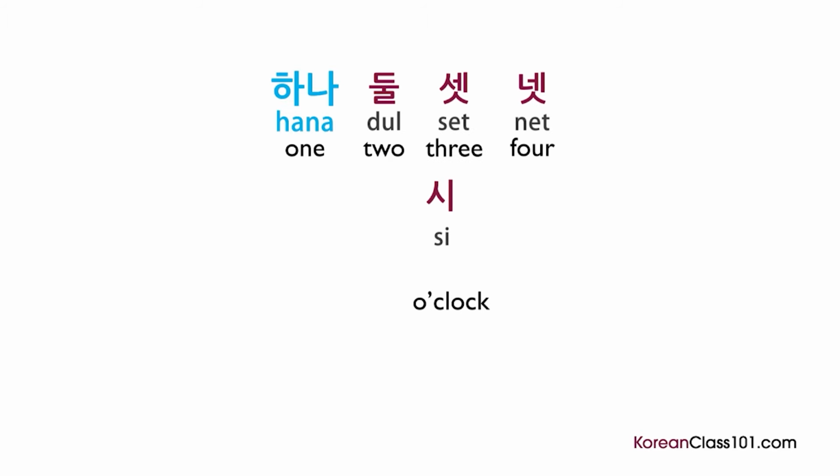When you add 하나, 1, 둘, 2, 셋, 3, 넷, 4 with counting units, the last vowel or consonant of each number will disappear. So 하나 is 1, but 1 o'clock is 한시. When 하나 meets the counting unit 시, the last vowel, 아, disappears. 둘 is 2, but 2 o'clock is 두시. The last consonant, 리을, disappeared. 넷 is 4, but 4 o'clock is 네시. Same thing here. The last consonant, 시옷, disappeared.